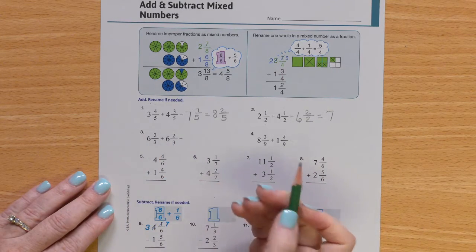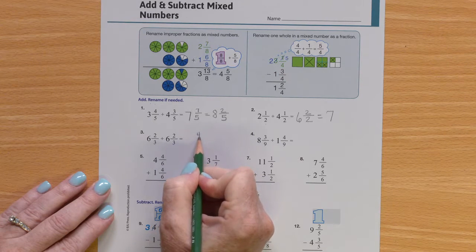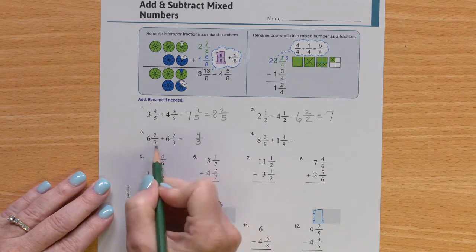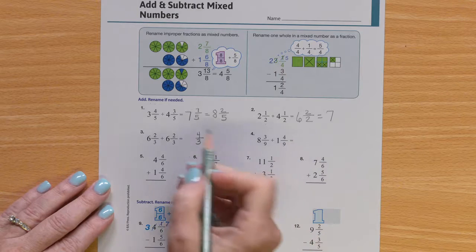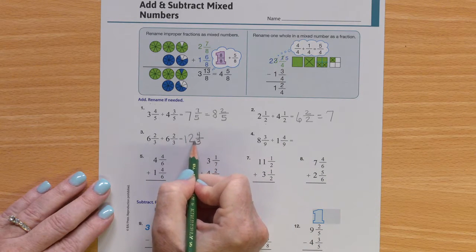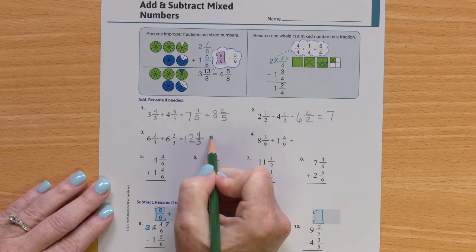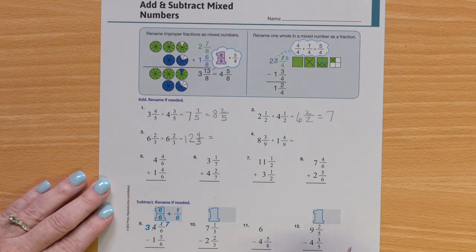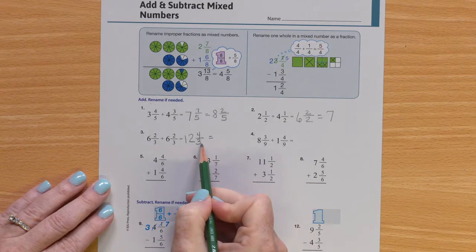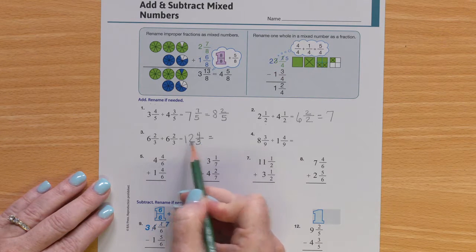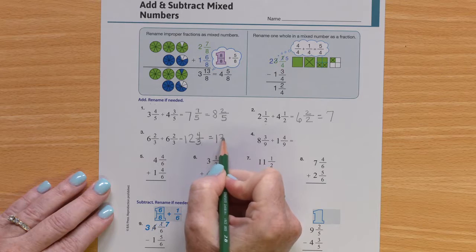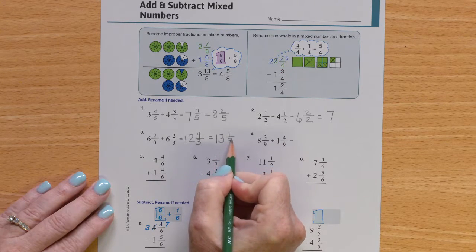2/3 plus 2/3? 4/3. And then what's 6 plus 6? Yes, that's 12. We're going to rename now. What are you going to write down? 4/3 is equal to a whole plus another third. So that's 1 1/3 plus the 12 gives us 13 1/3.